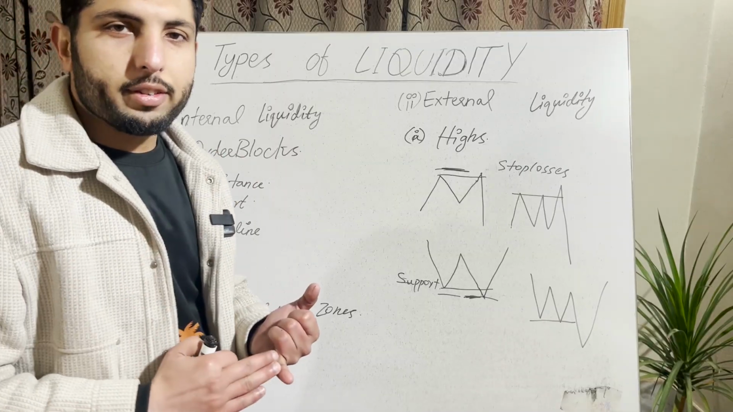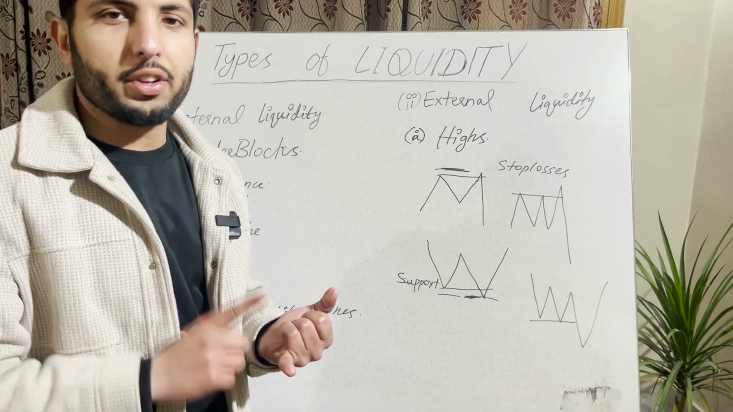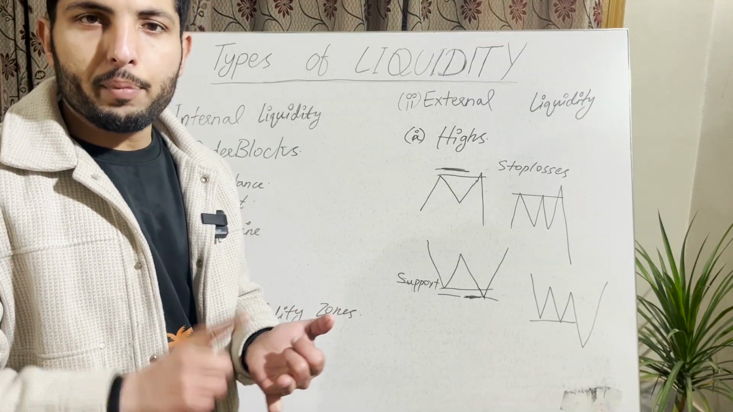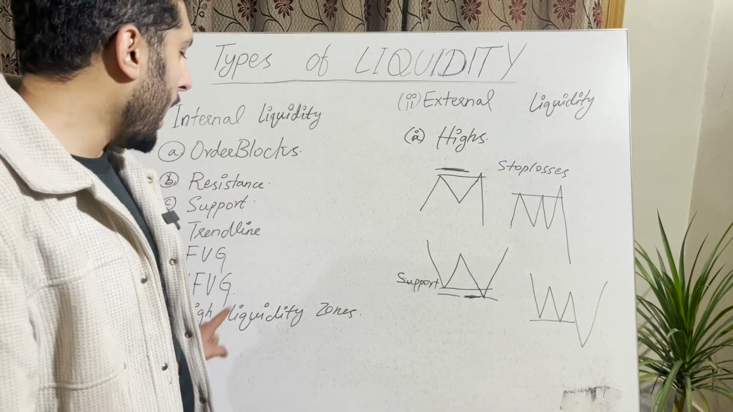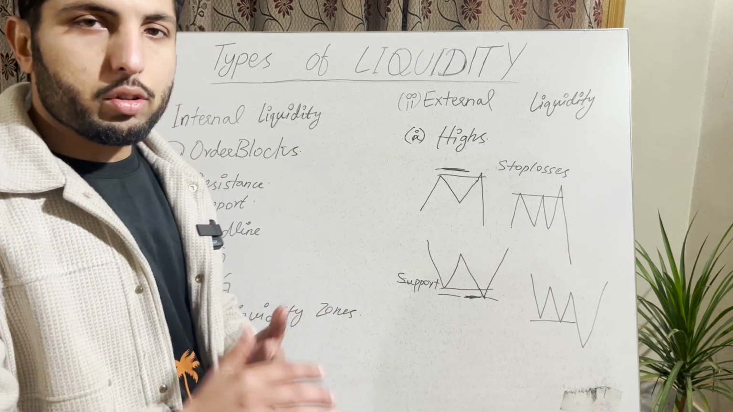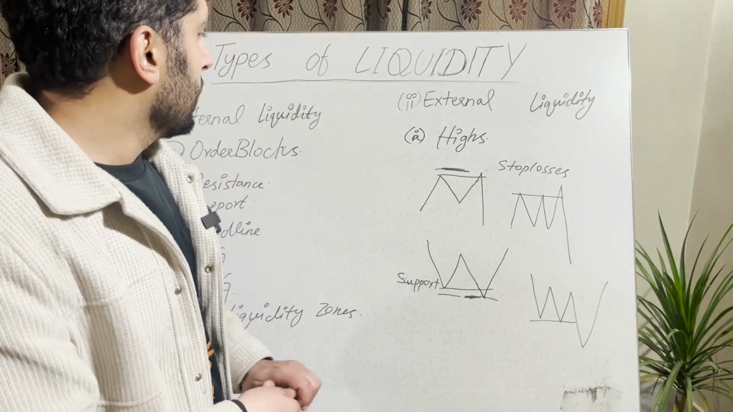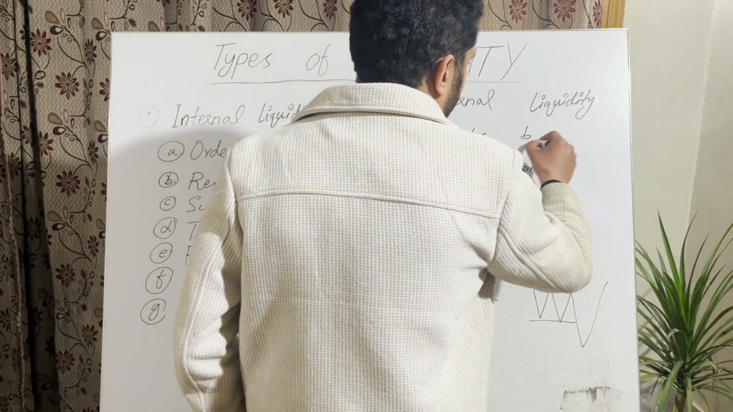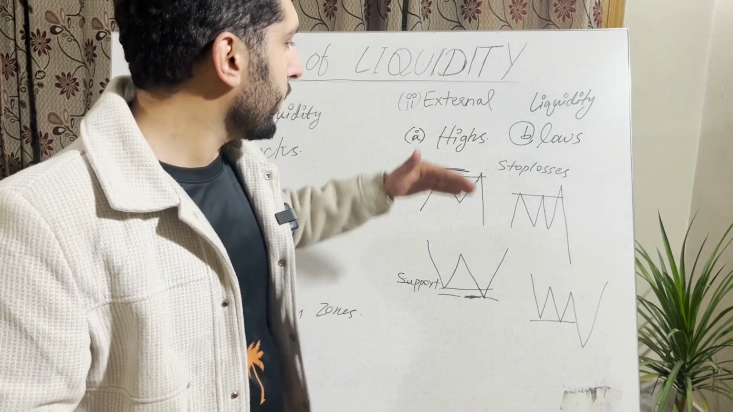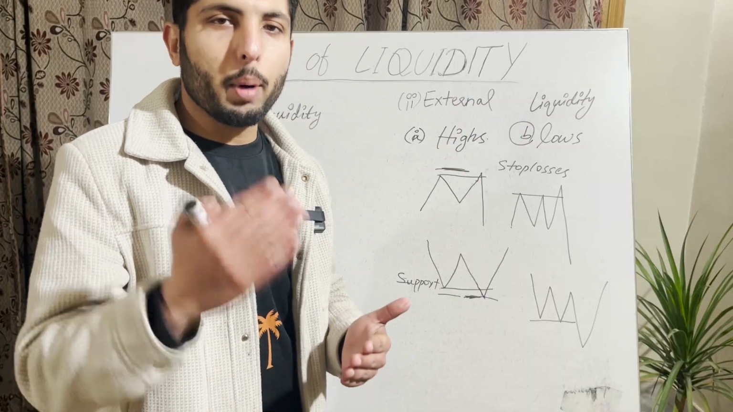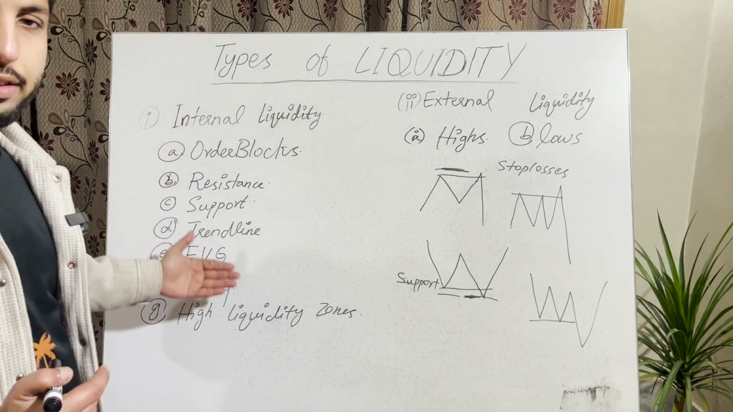So after the order blocks, the other things we have as internal liquidity are support, resistance, trend line, fair value gap, and inversion fair value gap, which is IFVG. And lastly, we have high liquidity zones. They also come under the umbrella of internal liquidity. So once again, we have highs and lows, the liquidity resting above the highs and the liquidity resting below the lows, that is external liquidity. In internal liquidity, we have these things.